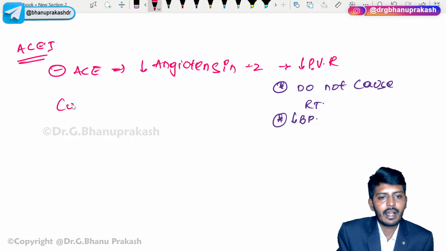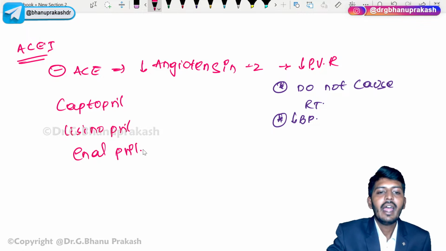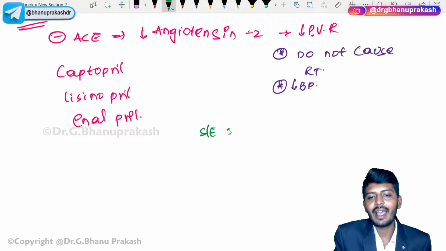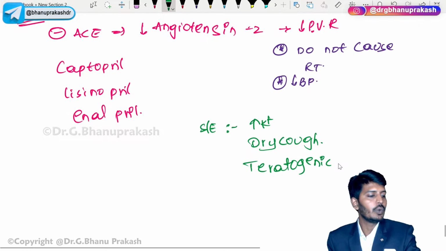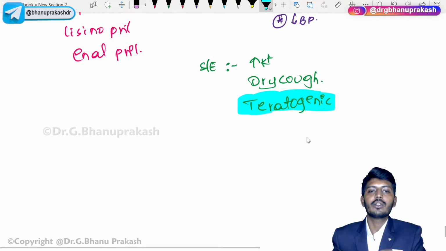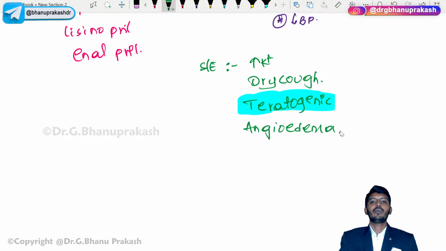The ACE inhibitors, which we have discussed already, include drugs such as captopril, lisinopril, and enalapril. So all the prils are your ACE inhibitors. Whenever we use ACE inhibitors, bradykinin breakdown will not occur. They can cause the side effects, remember, increase of potassium level, hyperkalemia, then dry cough. Remember they are teratogenic drugs. This was a previously asked question. They are never to be used in pregnancy, because they can cause teratogenicity. Dry cough will be there, and they also increase the possibility of angioedema. So these are the important side effects associated with ACE inhibitors with respect to hypertension.